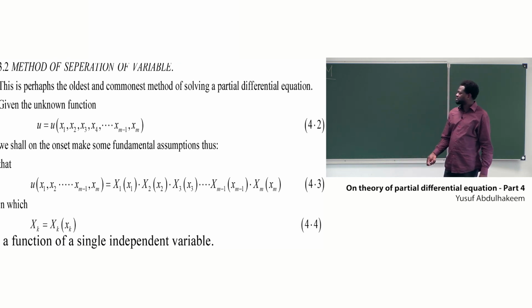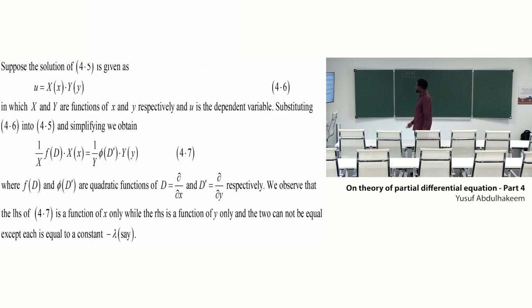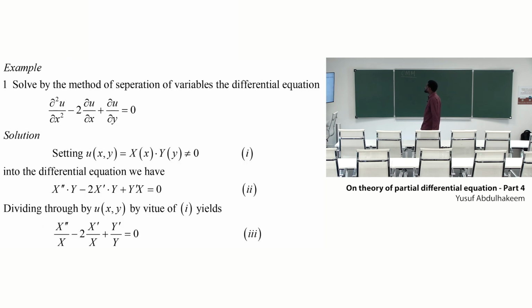So here now look at it. This now has independent variables x1 to xm. So we are going to assume a solution, the product of X of x1, X of x2, X of x3, till X of xm. So we then move on to this, and then I think we're able to give one or two theories here. And then before we give our first example, we say solve this differential equation using the method of separation of variables.